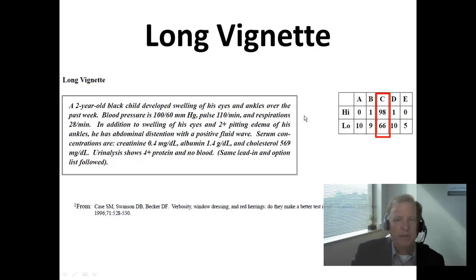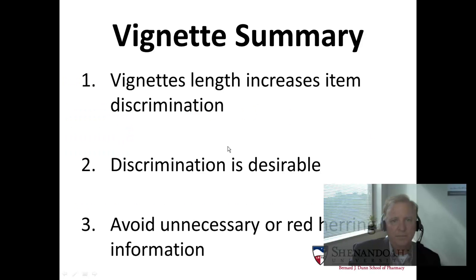Here's a longer vignette, and you can see the high group, they're still sitting at the 98% correct. Their p-value would be 0.98. However, that low group continues to struggle. There's more going on in this question. There's more analysis. There's more synthesis. There's more application. There's more things to consider. And that is the mother of discrimination.